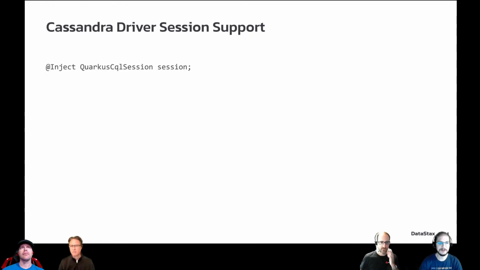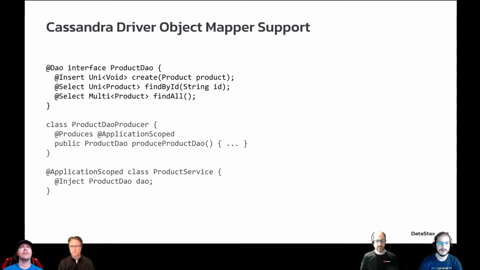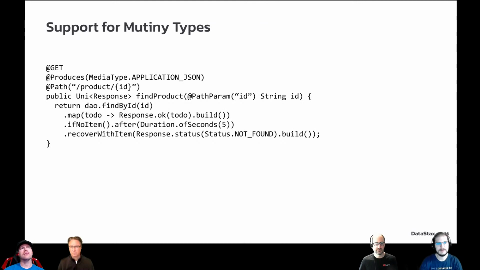So this single line is what it looks like to connect to Cassandra once you have the config. You literally just inject a Quarkus CQL session, give it a name, and from your class you are able to start executing queries right away. It's pretty slick. This is what the object mapper support looks like. So you can create DAOs and take advantage of the object mapping support in the driver. And this is what the Mutiny reactive style of interaction looks like, if that's your style of choice. So you can subscribe and publish and do streaming.